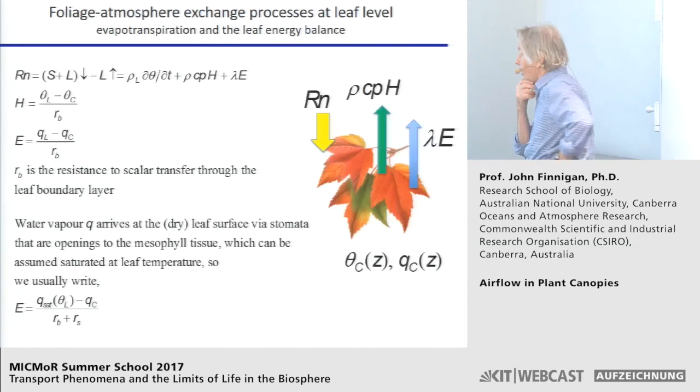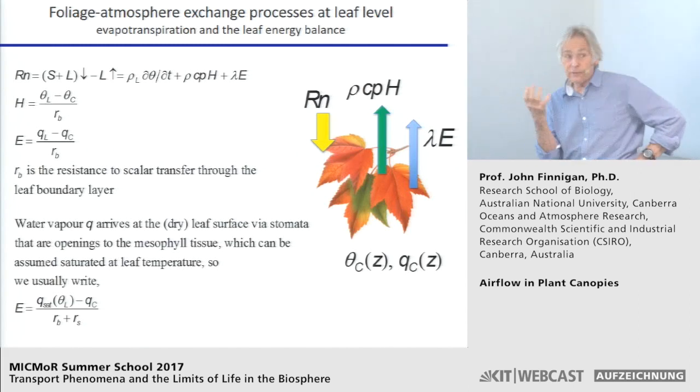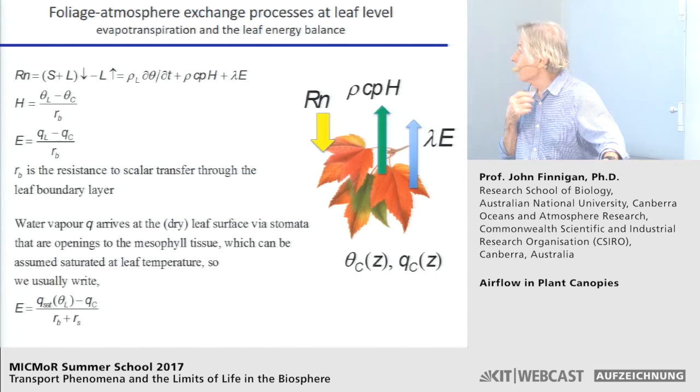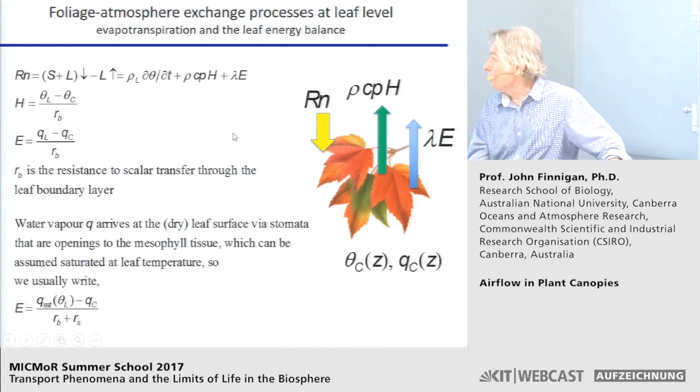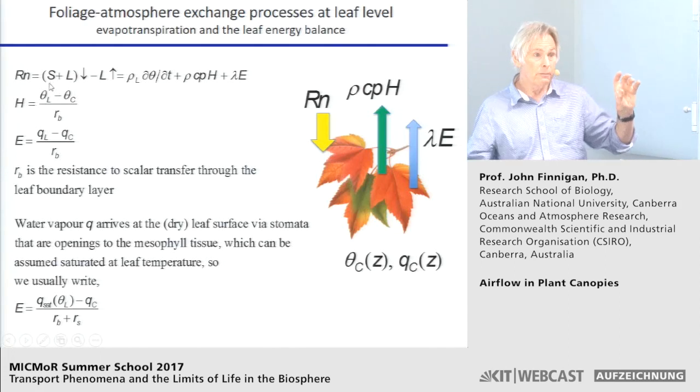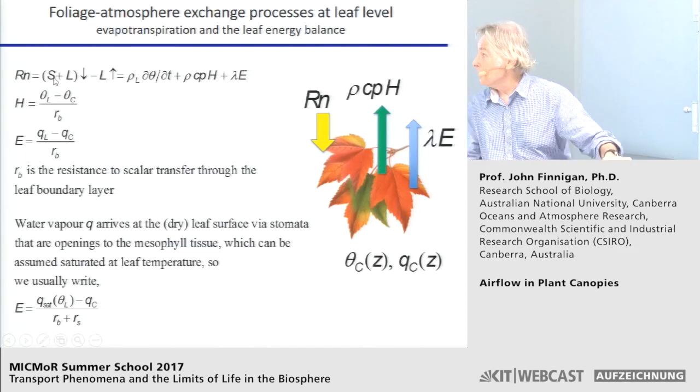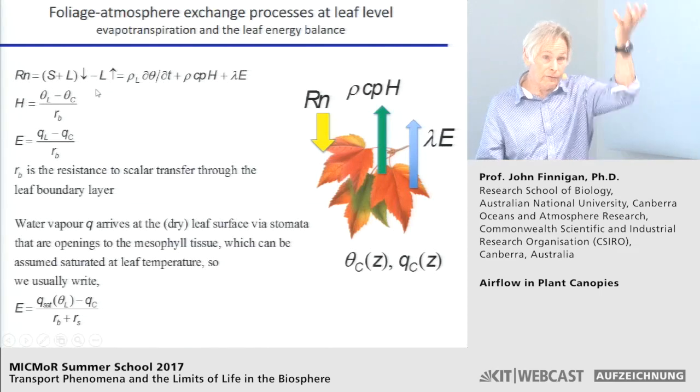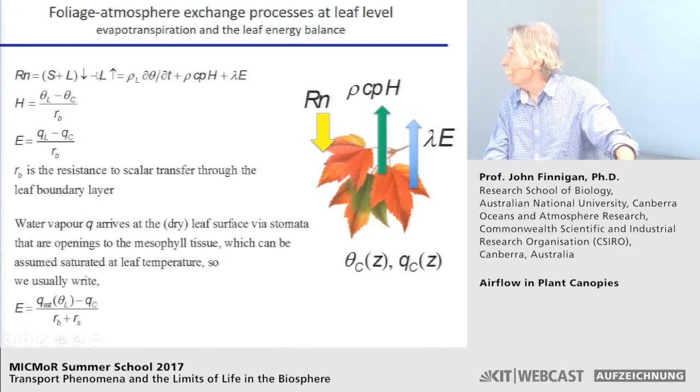Now, the other thing, the scalar exchange goes on. Every leaf has an energy balance. So we can write the energy balance down here as the net radiation on the leaf, which is the short plus long wave arriving at the leaf surface, minus the long wave radiated back out, the Stefan-Boltzmann law.